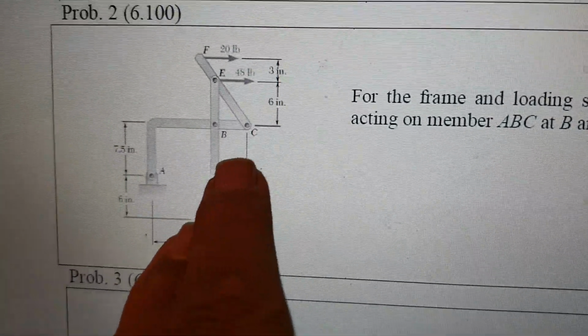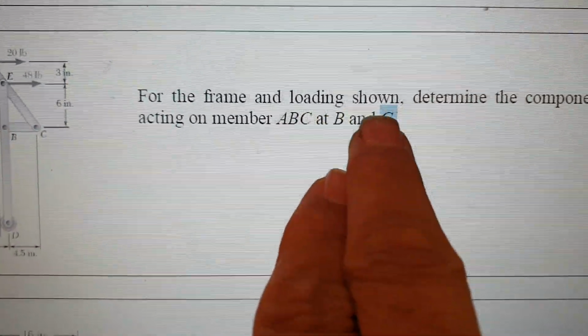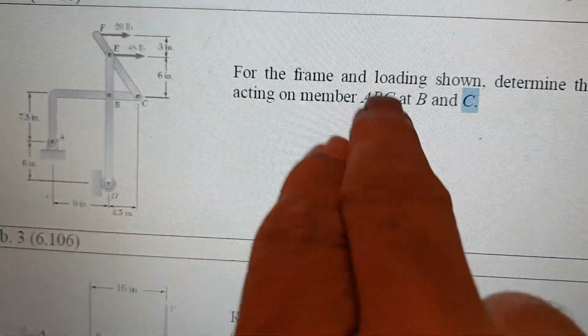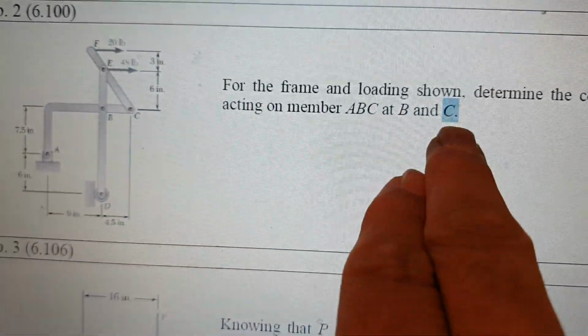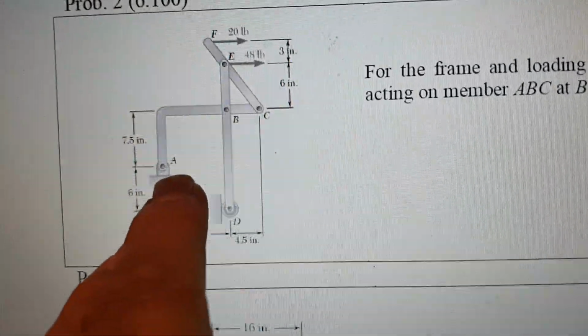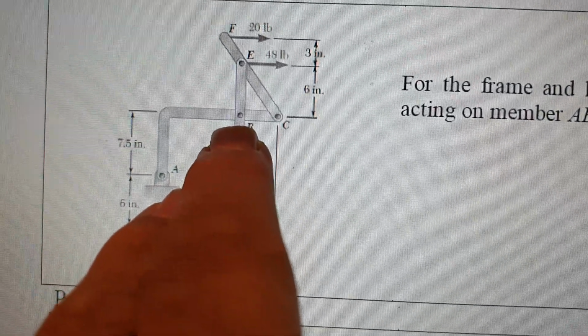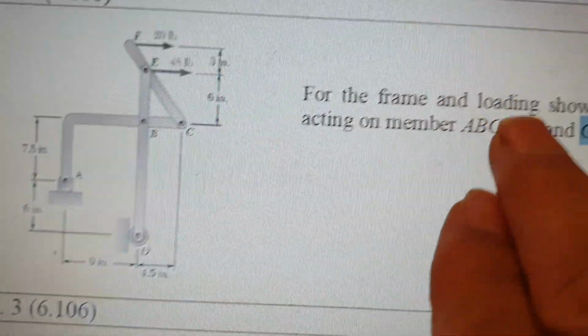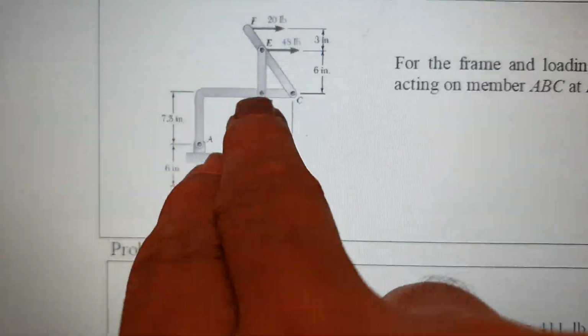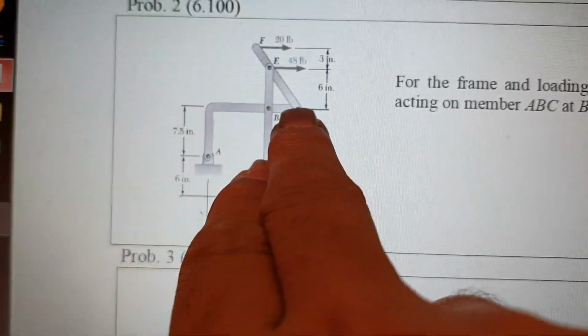Let's look at this question. For the frame and loading shown, determine the components of the forces acting on member A, B, C at B and C. Look at this. A, B, C. And it says at what? At B and at C. So he wants to know the forces at B and C.